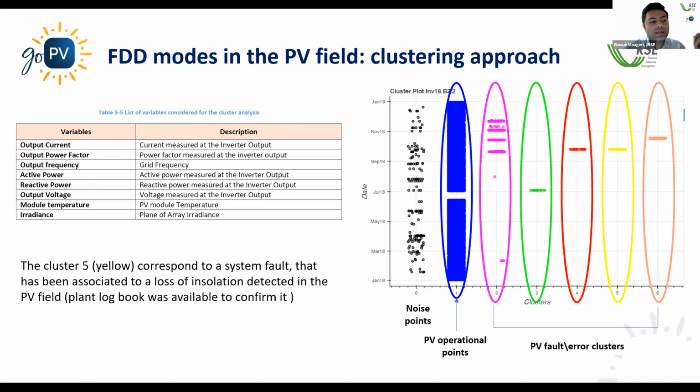So here you can see the list of variables that we use in this case for the cluster analysis. A normal operation condition is clustered here in blue, while all the other clusters represent system faults or SCADA communication errors, which have been taken into account also because SCADA communication errors need to be managed by the PV operator. Which is the advantage of this approach?